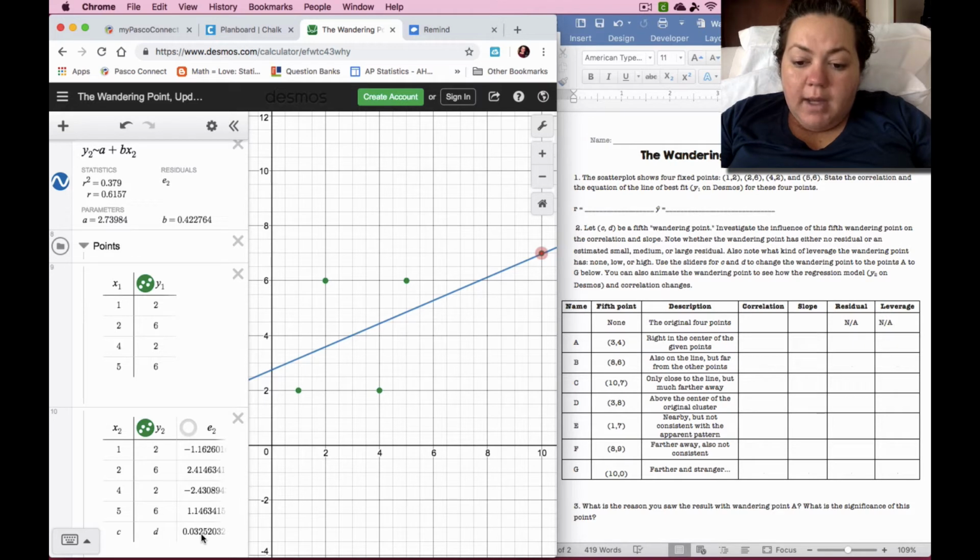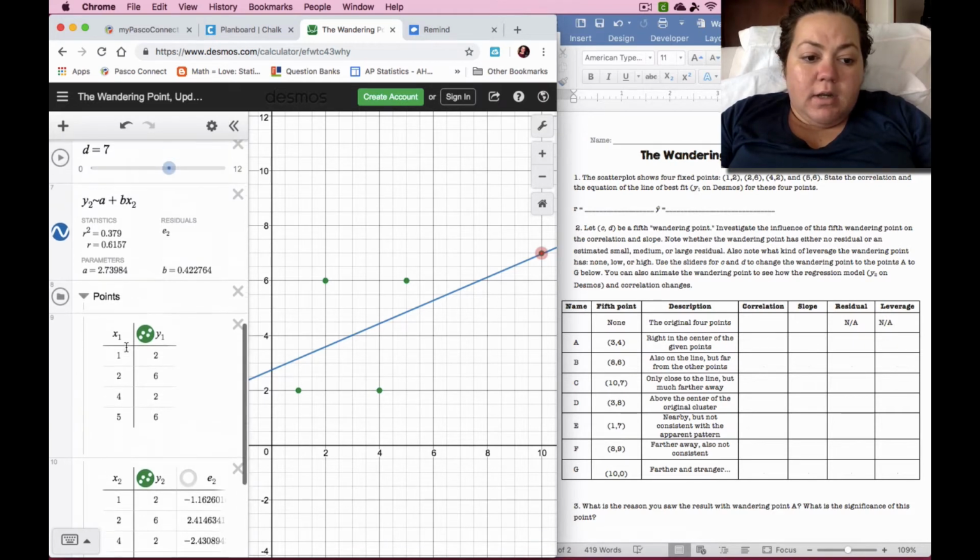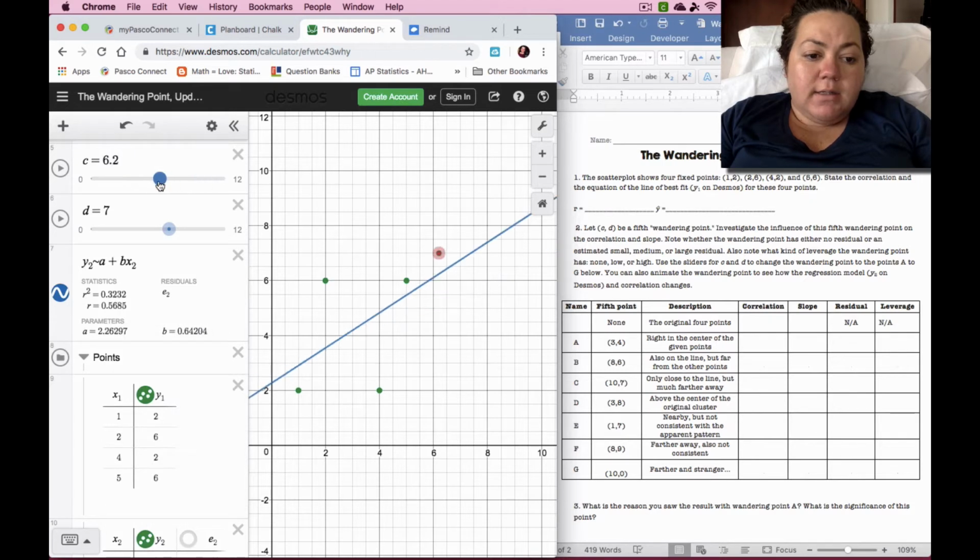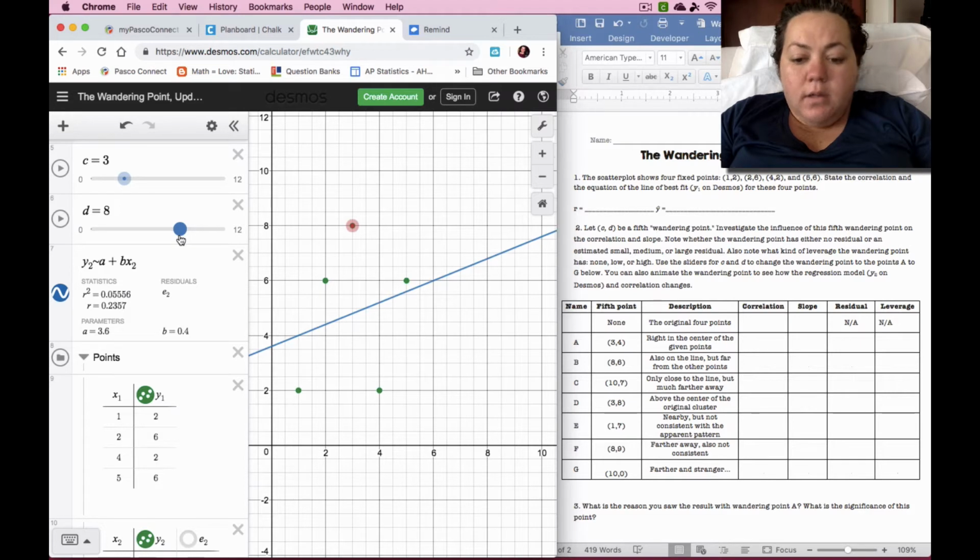All right, the next point I'm adding is (3, 8). So I need to change CD to be (3, 8). There it is. All right, so they're saying above the center of the original cluster. So (3, 8) changes my correlation to 0.2357, so it's getting weaker. And it changes my slope to 0.4, so my slope's not changing at all. But the residual here is very large.